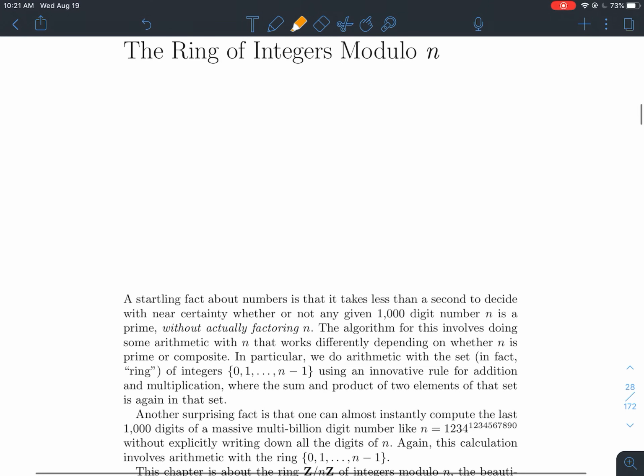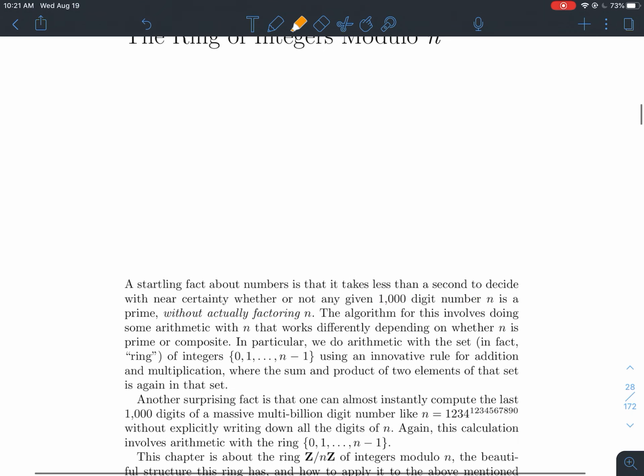Now, some of the things that modular arithmetic is going to do for us is it's going to allow us to do something like factor a 1,000 digit number, test whether a 1,000 digit number is prime without actually even factoring it.